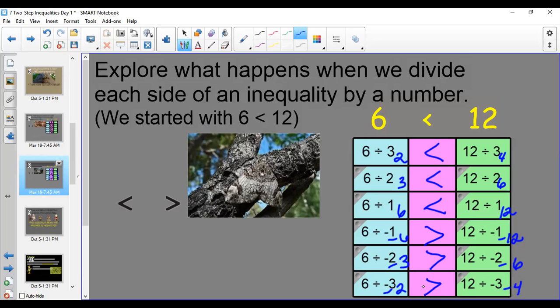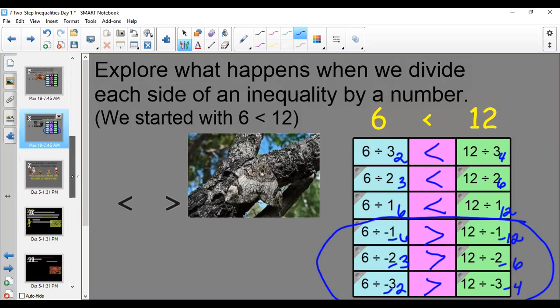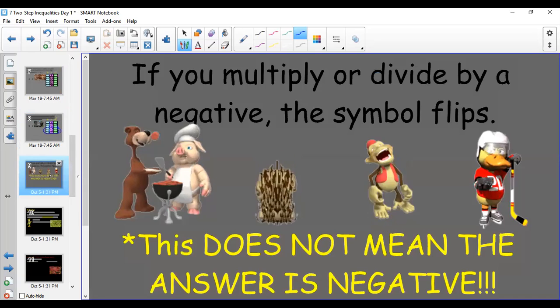So you can see here, when we divided both sides by a positive number, our symbol stayed the same. But right here, when we divided both sides by a negative number, the inequality symbol had to flip to keep it true. So go ahead and write down what we just discovered in your notes.